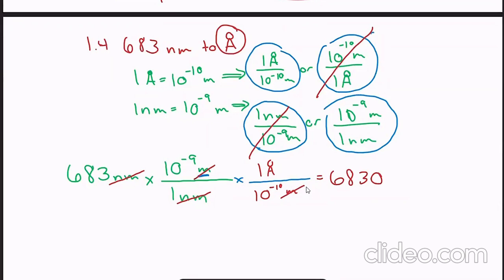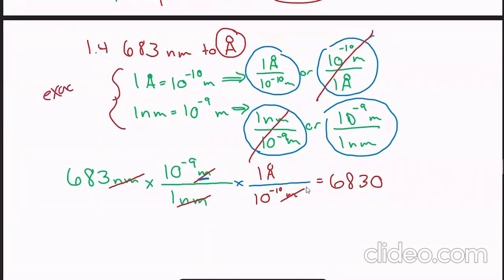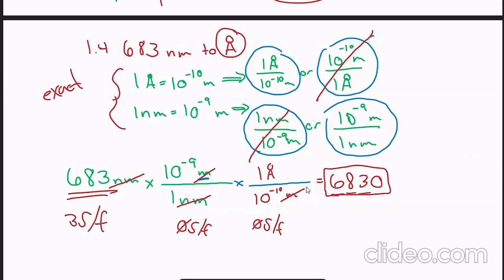So now let's take a look at significant figures. Remember what I said earlier: these are exact numbers because they're definitions, and exact numbers don't use any significant figures, just our measurements. So we have to have 3 significant figures, 1, 2, 3, there's no decimal, so this is the correct answer.